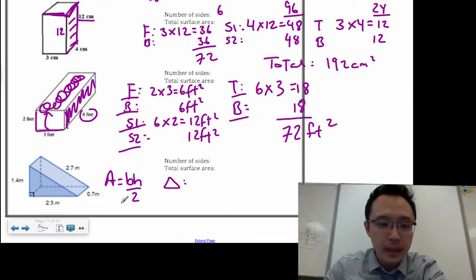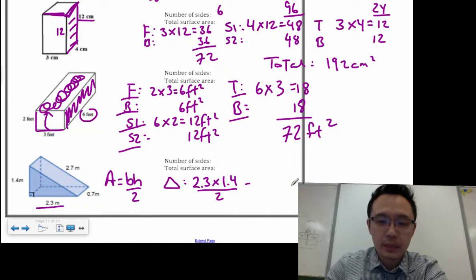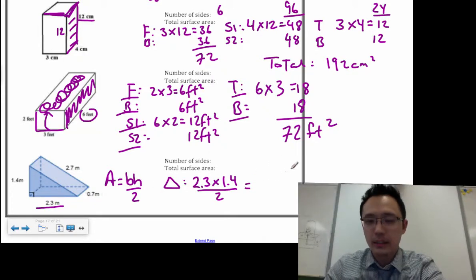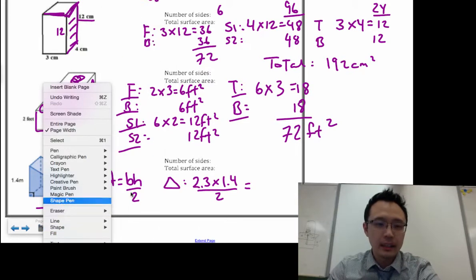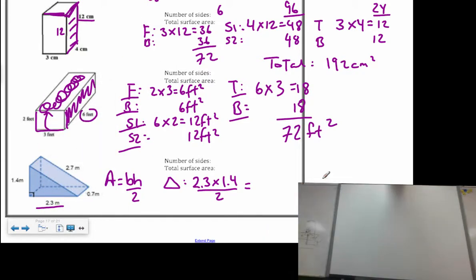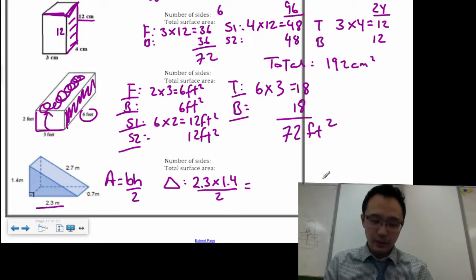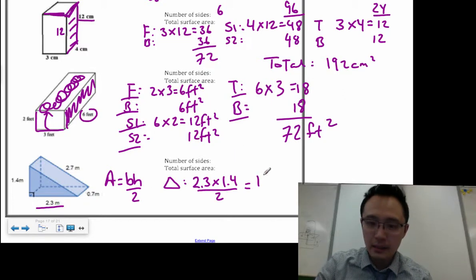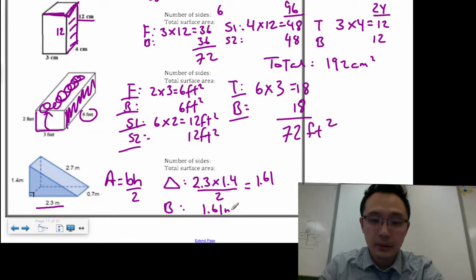So that's going to be, my base is whatever is touching. So it'll be 2.3 times 1.4, that's my height, divided by 2. Oh, let's just multiply this. I need to see if I can get a calculator. Be right back. So 2.3 times 1.4 divided by 2 is 1.61. If I have 1.61 on the front side, then the back one would also be 1.61 meters square.